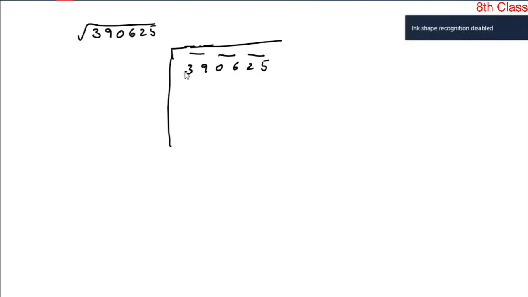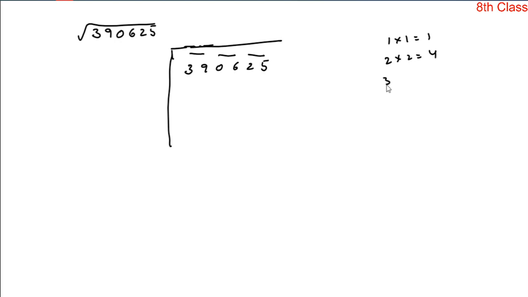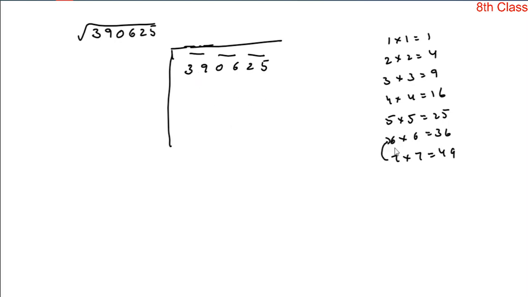Now find the largest number whose square is less than or equal to this 39. Okay, now read the square table. 1 into 1 is 1, 2 into 2 is 4, 3 into 3 is 9, 4 into 4 is 16, 5 into 5 is 25, and 6 into 6 is 36, 7 into 7 is 49, and this 49 is greater than 39. So that's why we take the one just before, 6 into 6, which is equal to 36.